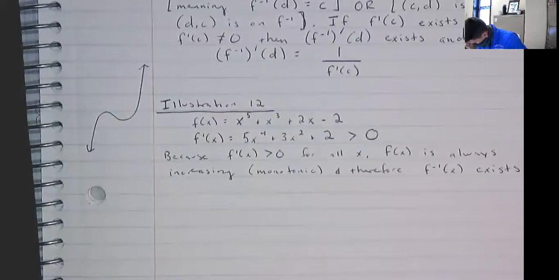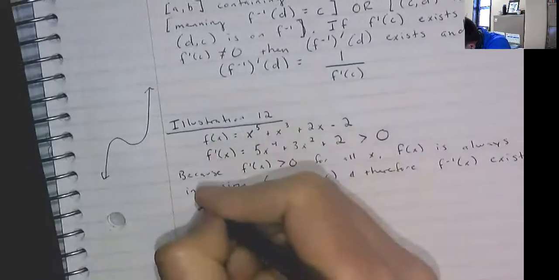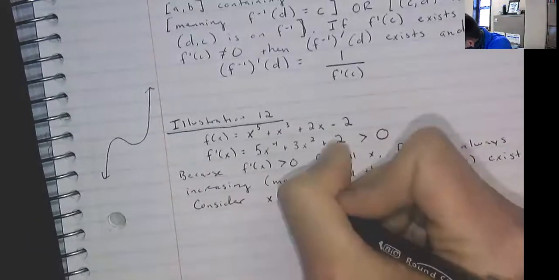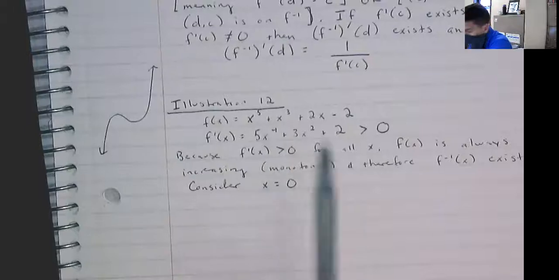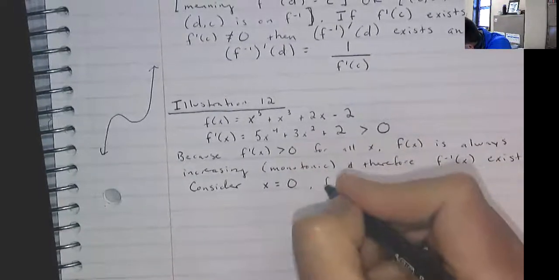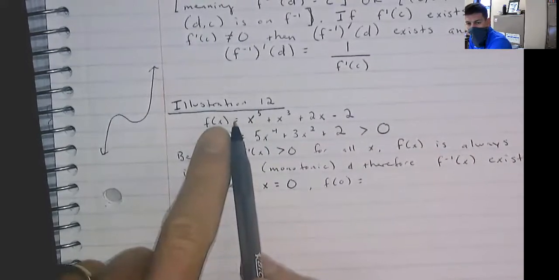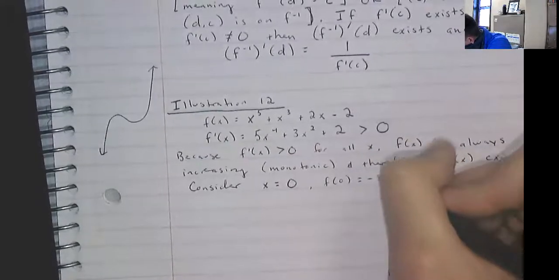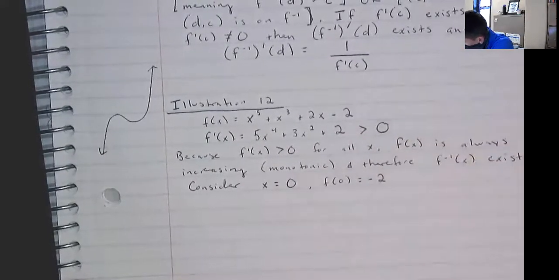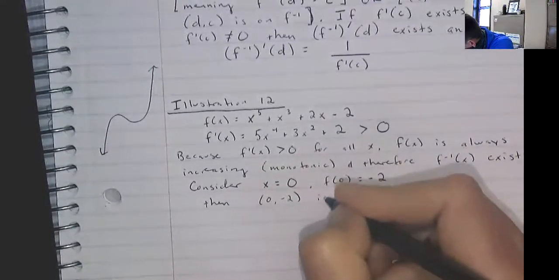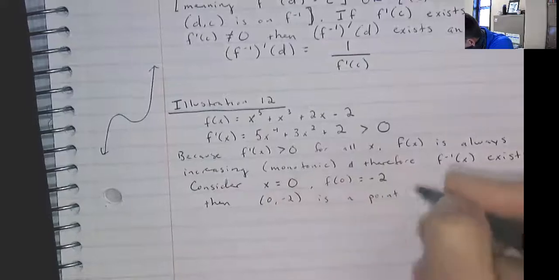Okay. Consider x equals 0. f of 0, plug in 0 for x, and we get -2. Which means that (0, -2) is a point on f.